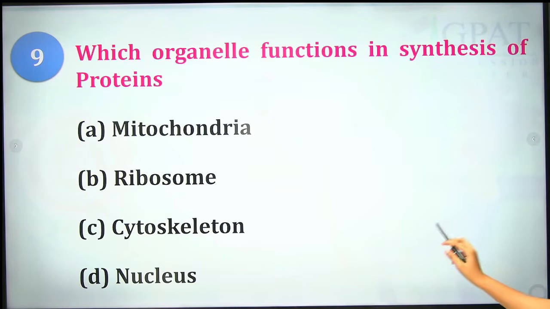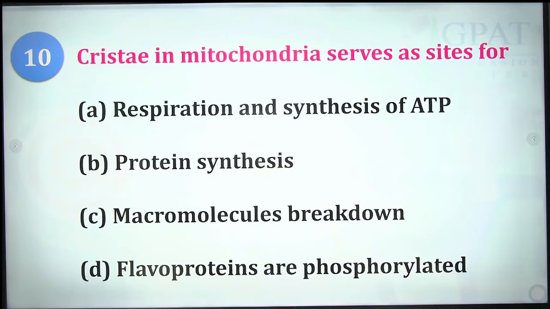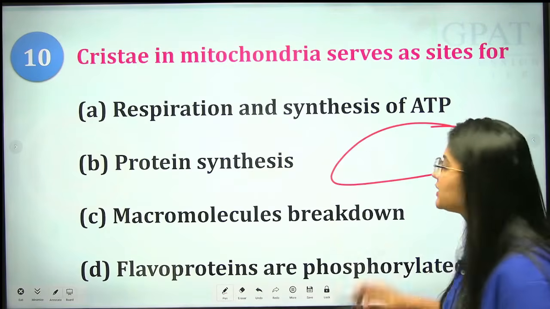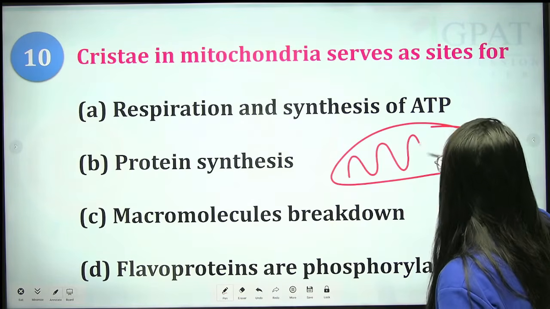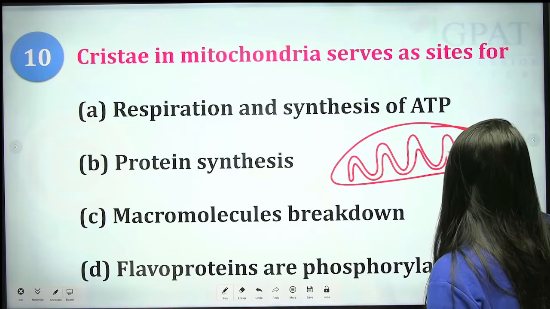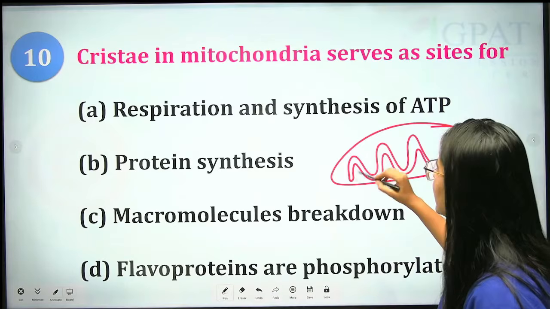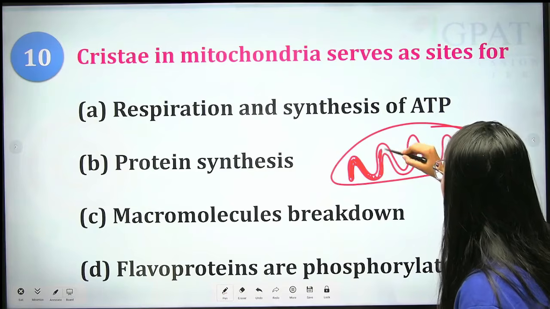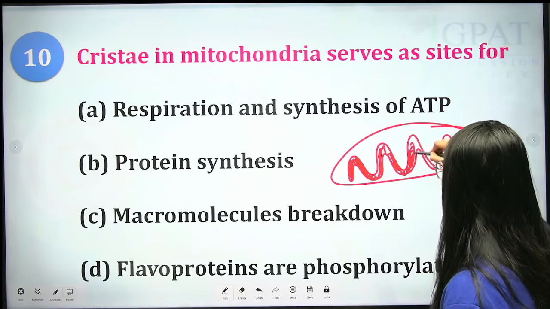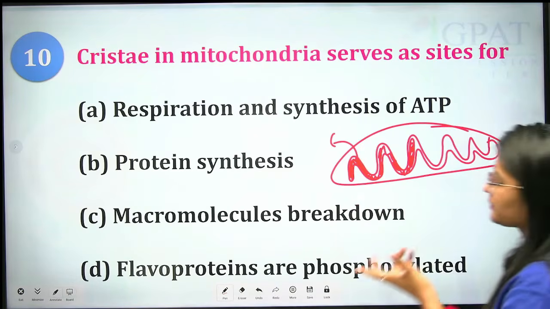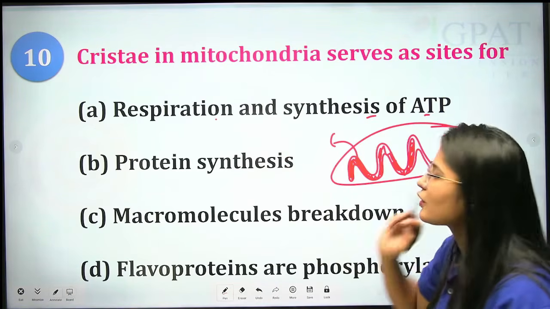Okay? Fine. Next question. Cristae in mitochondria serves as site for. What is cristae? This is the outer membrane of your mitochondria. We have a zigzag-like structure. This is known as cristae. Clear? And the inner part, this red one, is known as matrix. Clear? So this cristae is responsible for what? For respiration and synthesis of ATP.